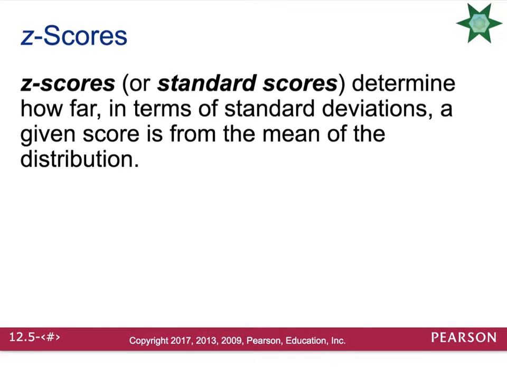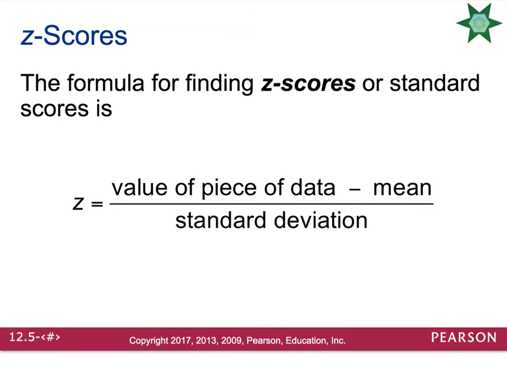In order to calculate how far away we are from the average, we calculate what's called a z-score. The z-score is going to tell you how far in terms of standard deviations you are from the middle, which is the average. The formula to calculate a z-score: you need to take the value of your piece of data, which we usually call x, subtract the mean, which we call x bar, and divide by the standard deviation, which we usually call lowercase s.